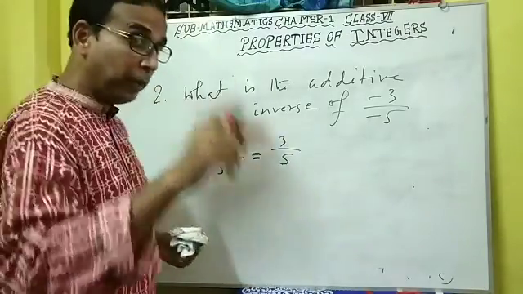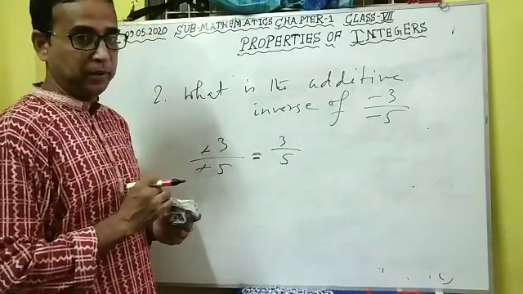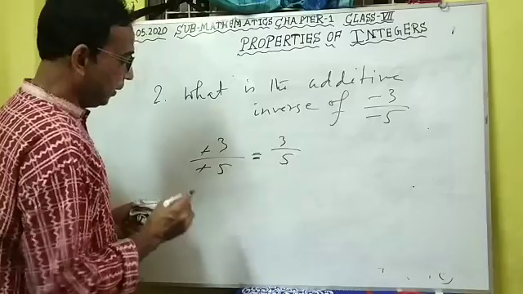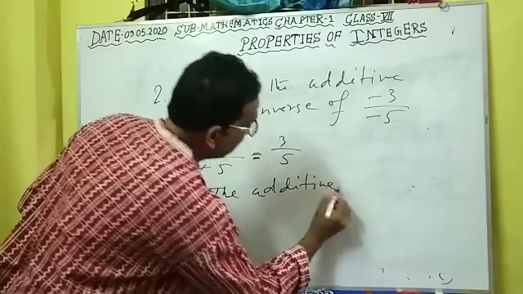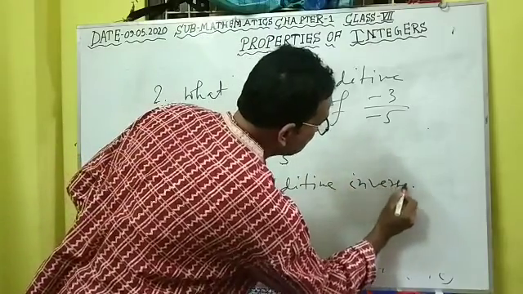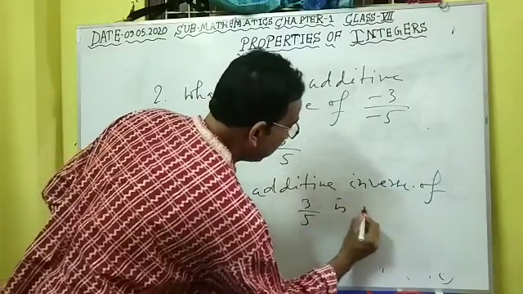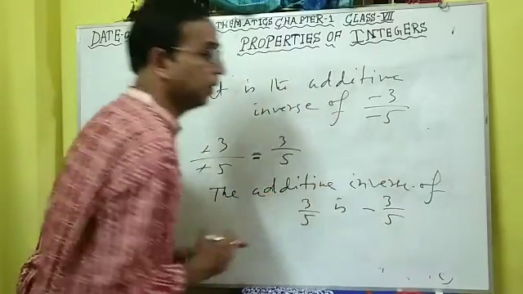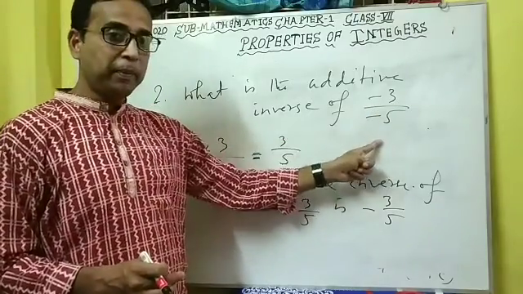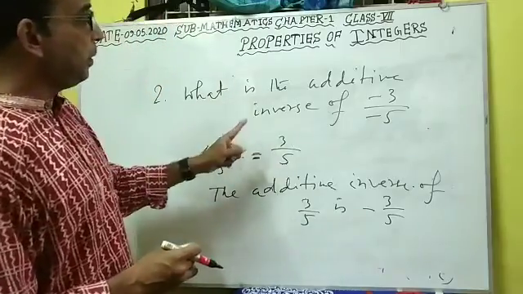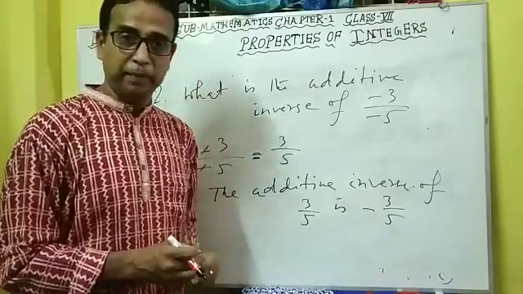Now you have to find the additive inverse of 3 by 5. So the additive inverse of 3 by 5 is -3 by 5. Finally, what will be the additive inverse of -3 by -5? The answer will be, the additive inverse of -3 by -5 is -3 by 5.